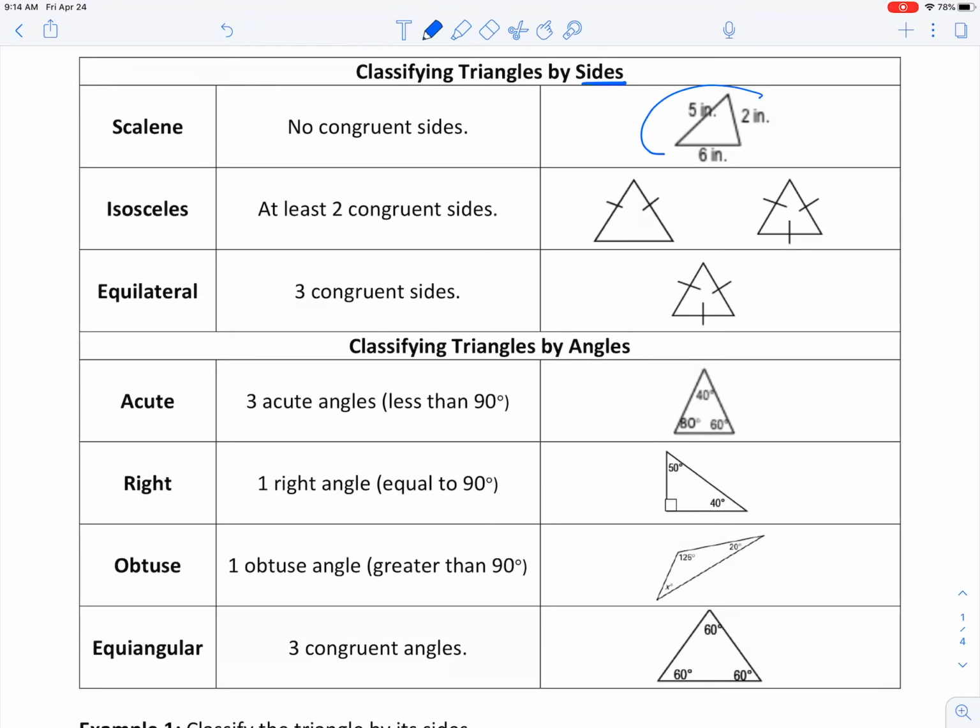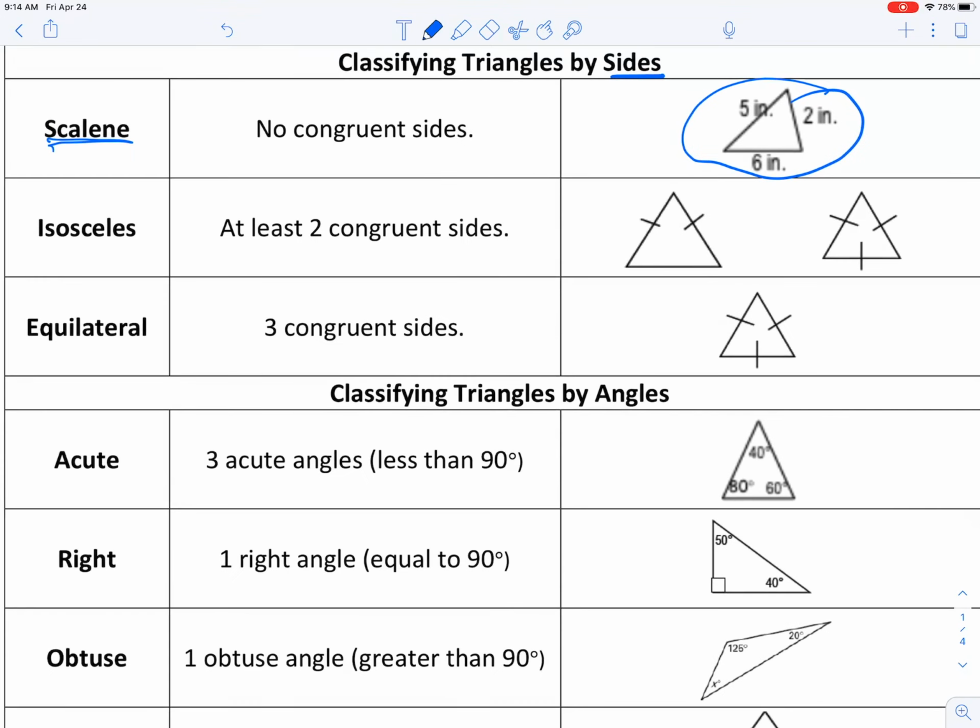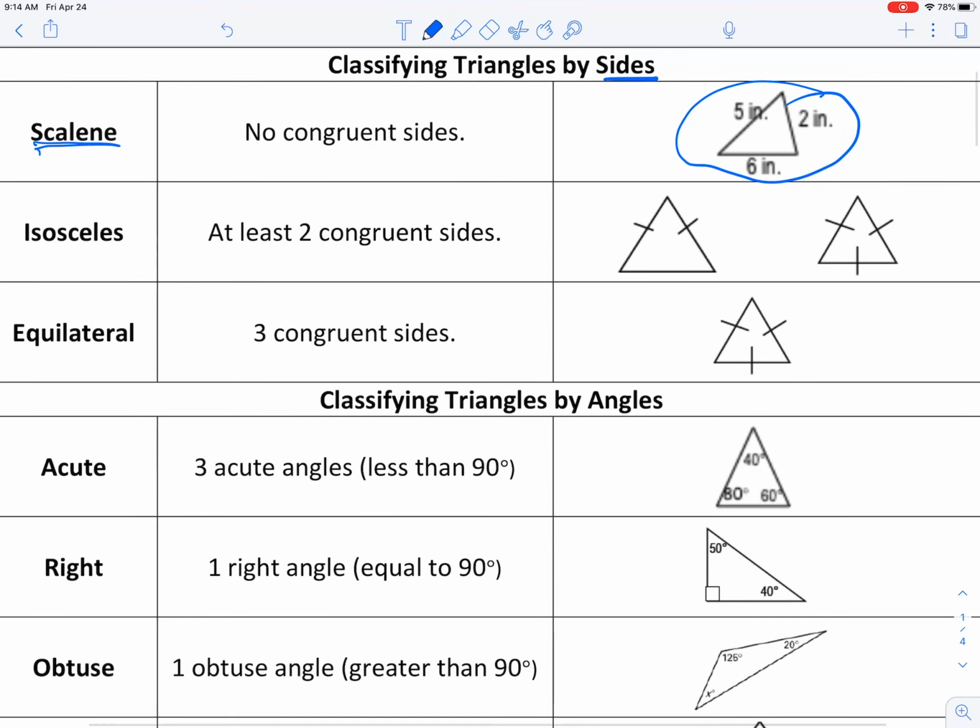So what I mean is if all three sides are different sizes, that's called a scalene triangle. So no congruent sides. If you can see in this picture, we have side lengths of 2 inches, 5 inches, and 6 inches.